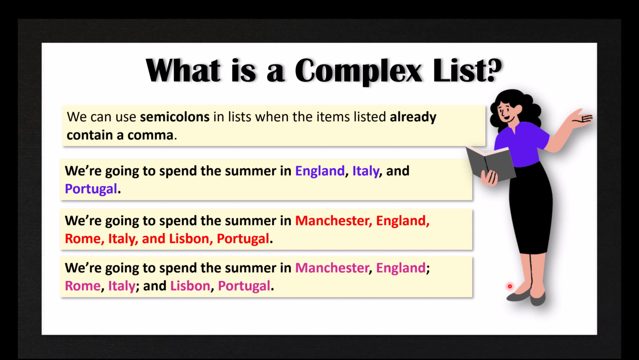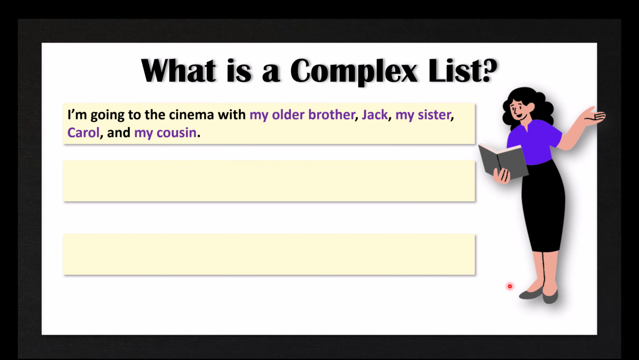Let's look at more examples of when this can happen. I'm going to the cinema with my older brother, Jack, my sister, Carol, and my cousin. Okay, written like this, with just commas, it looks like we're talking about 1, 2, 3, 4, 5 people. And if you are talking about 5 people, that's fine. But what I'm trying to say is that my older brother is named Jack. My sister is named Carol. But this looks like we're talking about Jack and Carol and my cousin and my brother and my sister. So we'll fix that with semicolons.